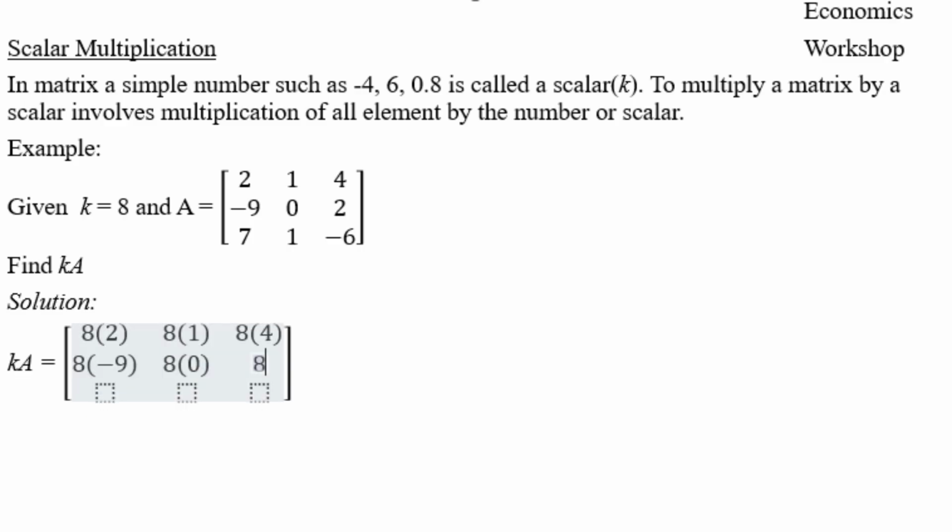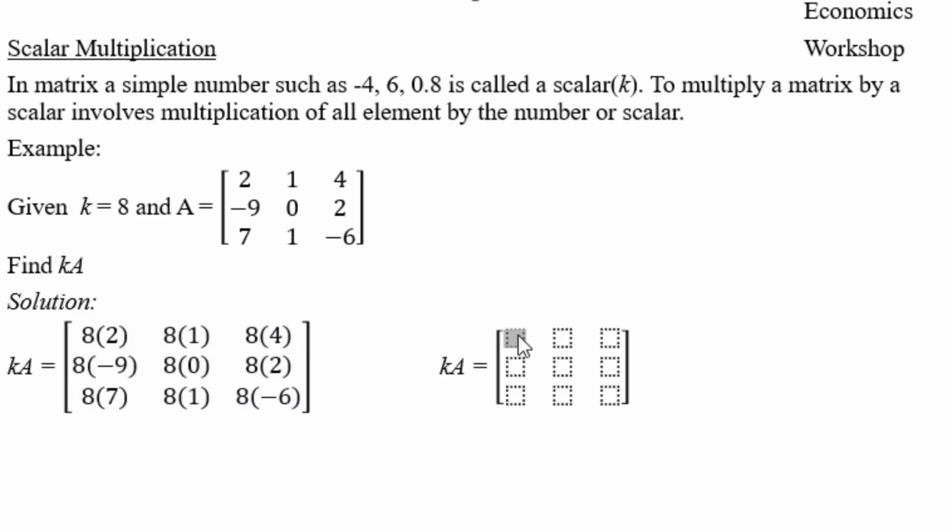We have 8 multiplied by 2. We have 8 multiplied by 7. We have 8 multiplied by 1. Lastly, we have 8 multiplied by minus 6. So we have our results: 16, this is 8, this is 24, this will give us minus 72.